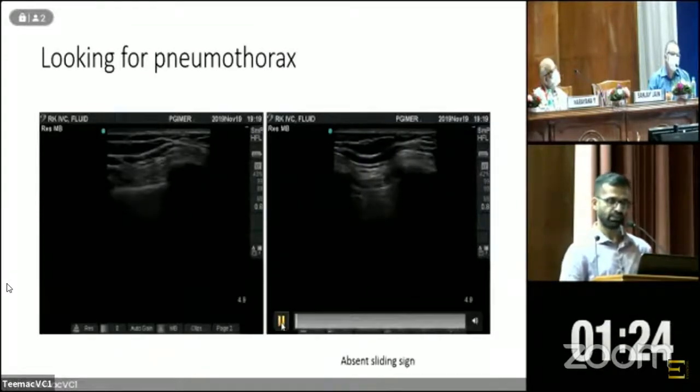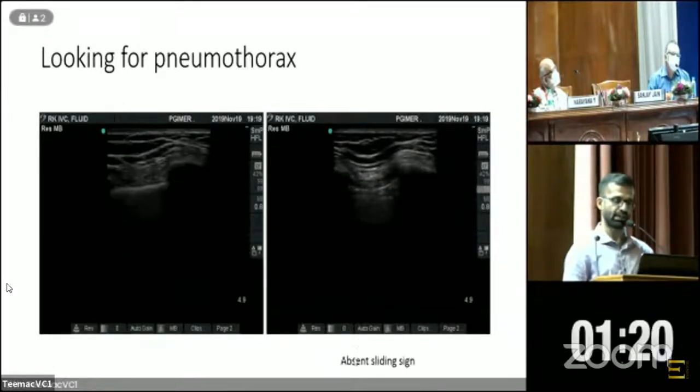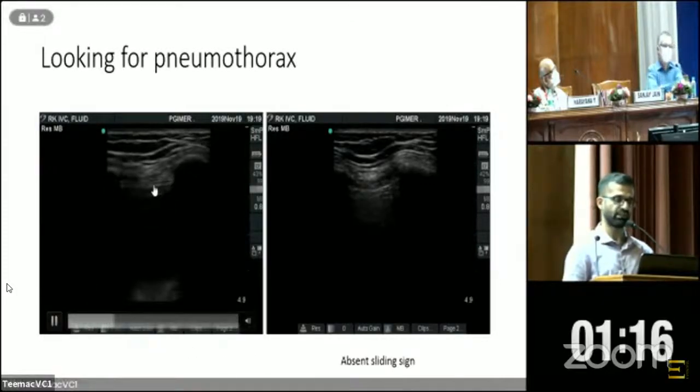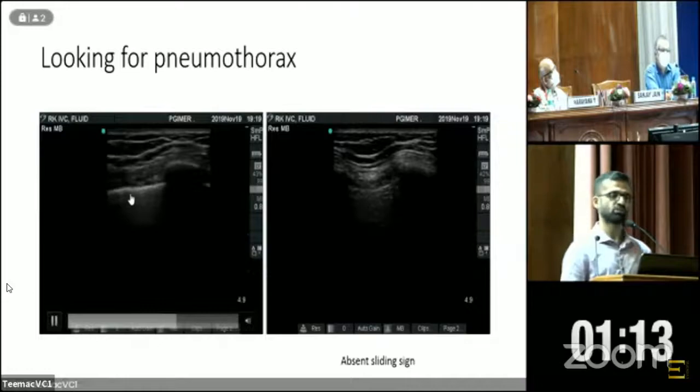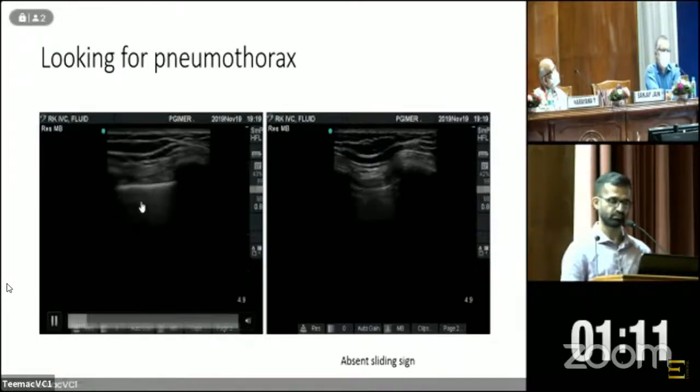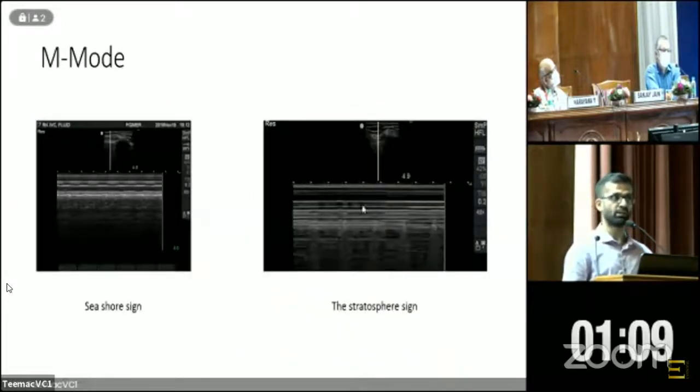So when somebody is having a pneumothorax, the pleura doesn't slide anymore. This is called an absent sliding sign. The presence of the sliding sign indicates the absence of a pneumothorax. When we put an M mode, we'll find the stratosphere sign or the barcode sign, in contrast to the normal seashore sign.